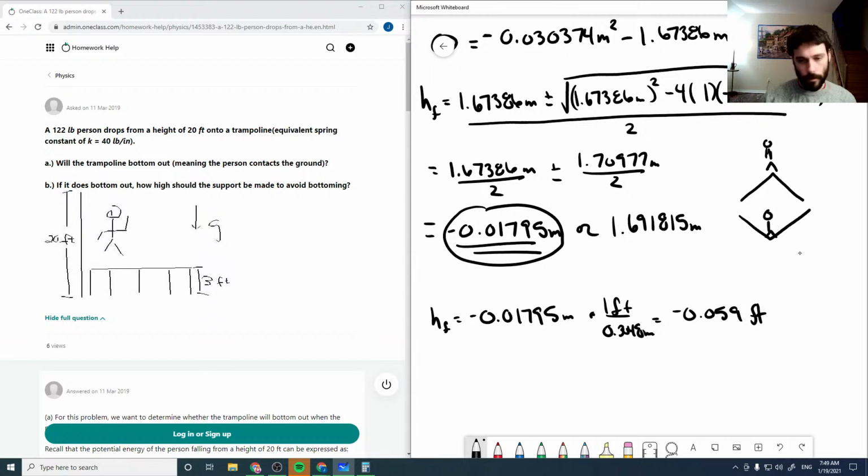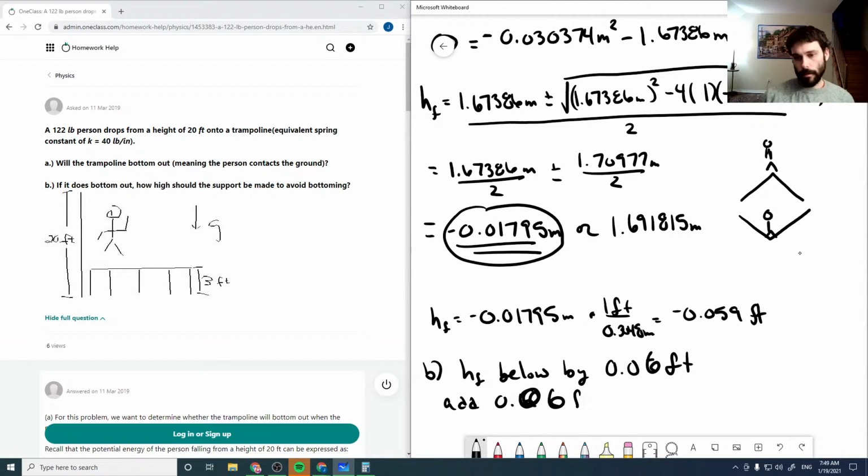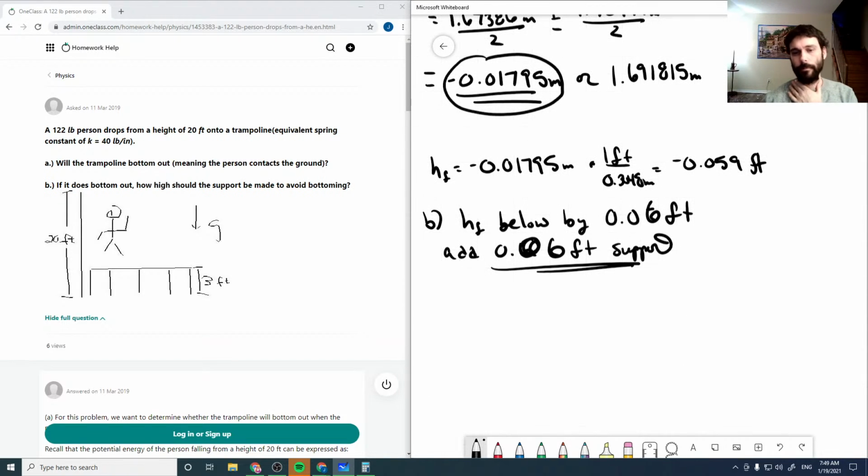So HF, so for B, since HF is below the ground by 0.06 feet, roughly, then we need to add a 0.06 foot support. So the support needs to be, I would say, greater than 0.06 feet.